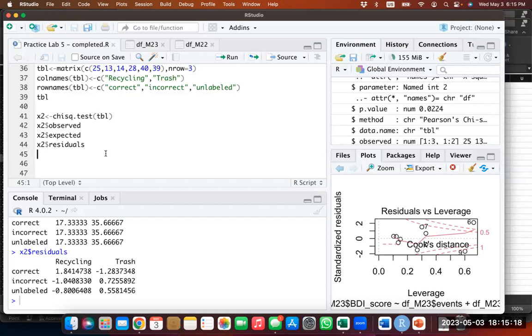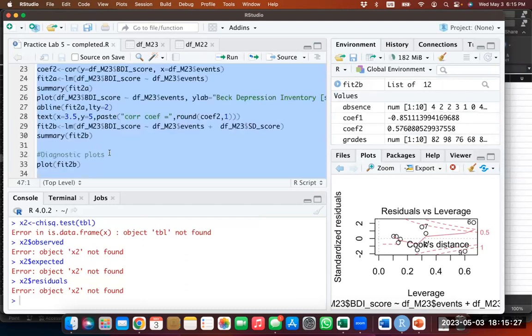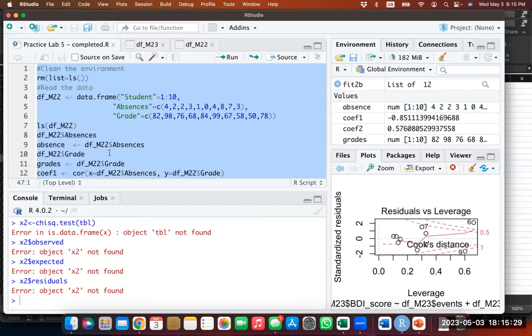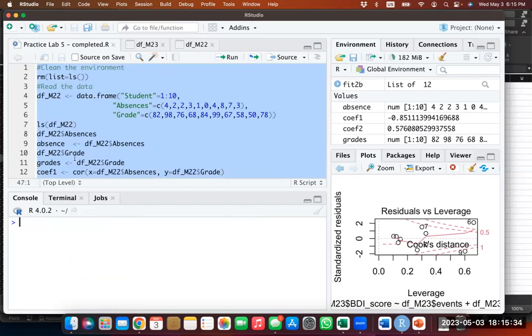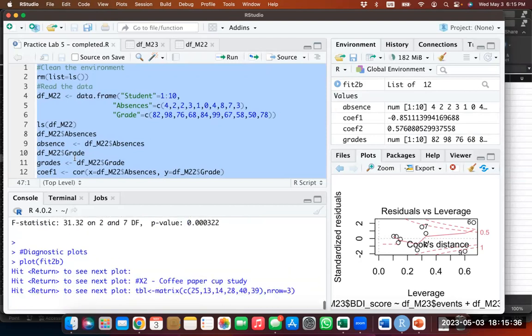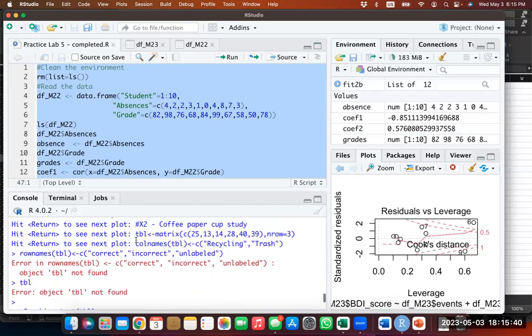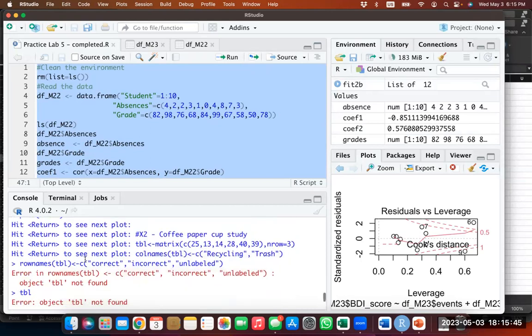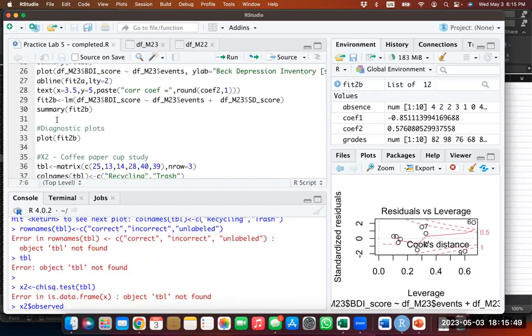For the practice lab, please just select everything with Command and A or Control and A for the Windows user, run it with Control and Enter. Hold on a second. Yeah, Control and L, please, first. There's a little bit of an error in there.